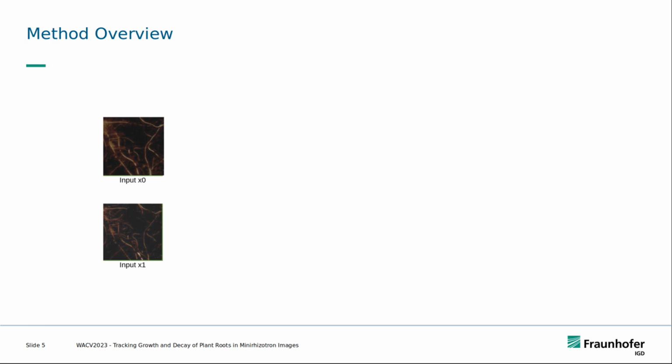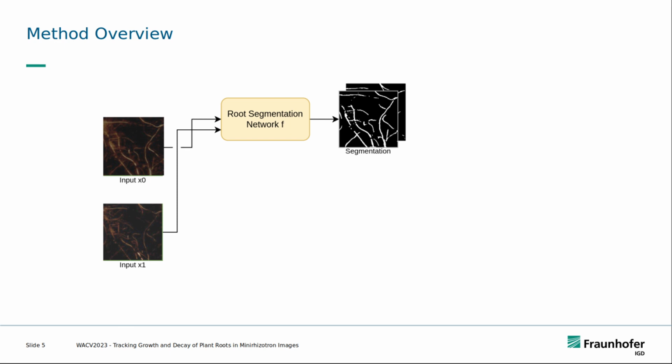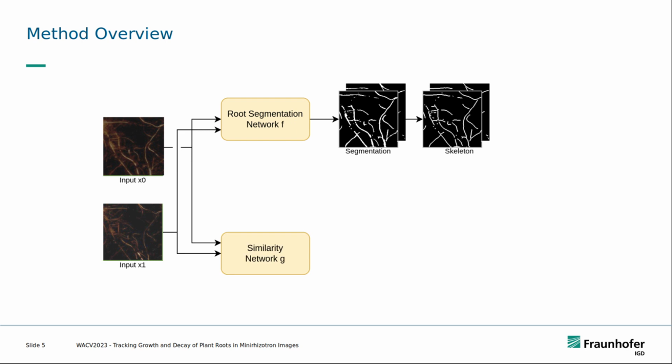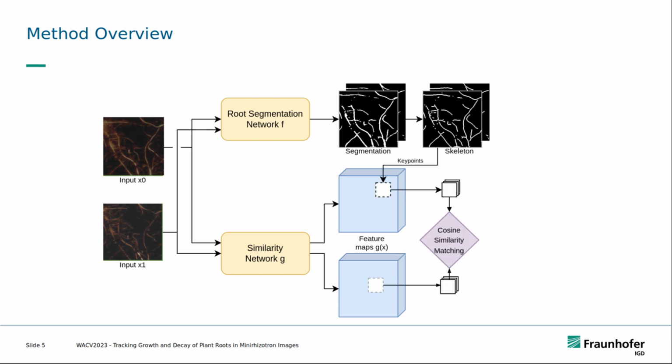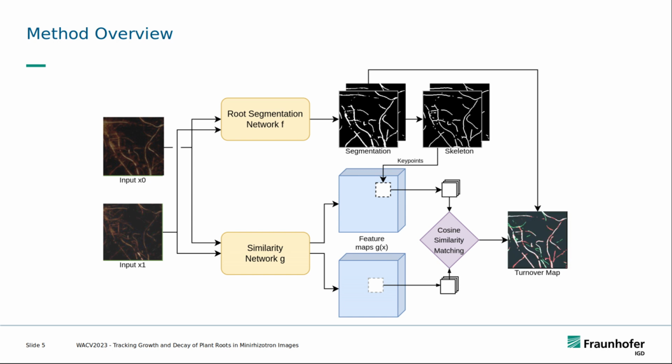Our method consists of two neural networks. The first one is a simple semantic segmentation network that classifies each pixel in both images as root or not root. The result is then post-processed with this skeletonization procedure to create single pixel wide structures. The second network computes how similar roots in both images are. It has the same architecture as the first one, except that it generates feature maps. The features are matched with cosine similarity with skeleton pixel locations as key points. The matches are then used to warp the first segmentation map onto the second one to create the result, which we call turnover map.